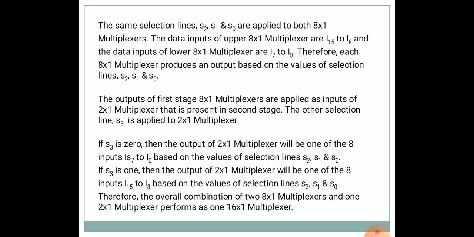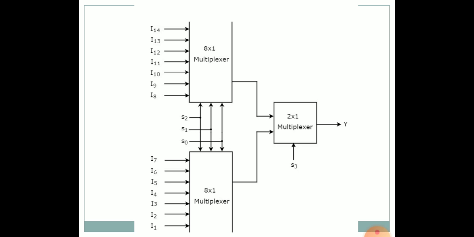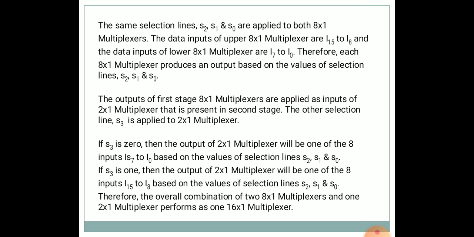From the truth table, we can derive a Boolean function itself. The outputs of the first stage 8 cross 1 multiplexers are applied as inputs for the 2 cross 1 multiplexer at the second stage, and here we make use of another selection line, that is S3. S0, S1 and S2 are the selection lines for the first two 8x1 multiplexers, and at the second stage for the 2x1 multiplexer we make use of selection line S3.